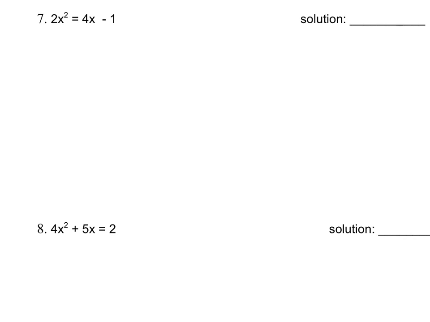Okay, let's look at 7. First step is to set it equal to 0. Remember whenever we were factoring, we always wanted our a to be positive. You don't have to have that with the quadratic formula, but since we have to have it for factoring, let's go ahead and still keep that x squared term positive. So that means I'm going to subtract 4x and add 1. So that's 2x squared minus 4x plus 1.